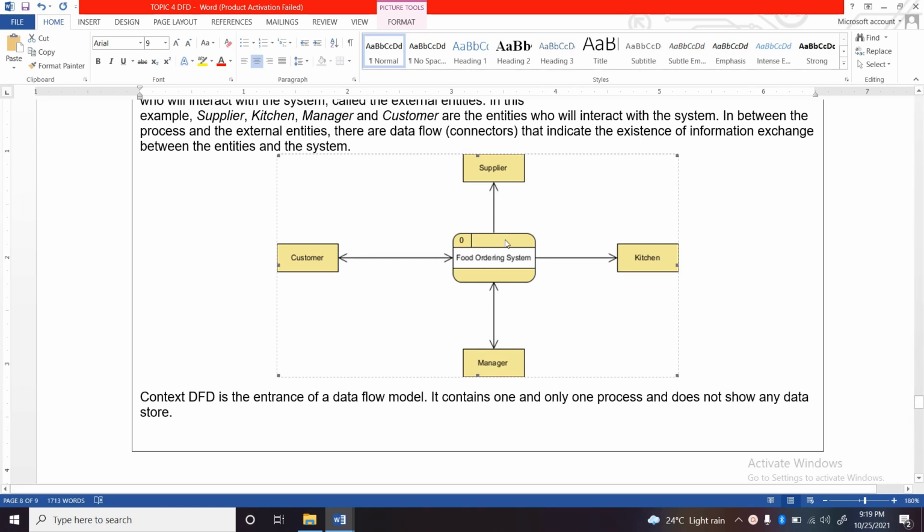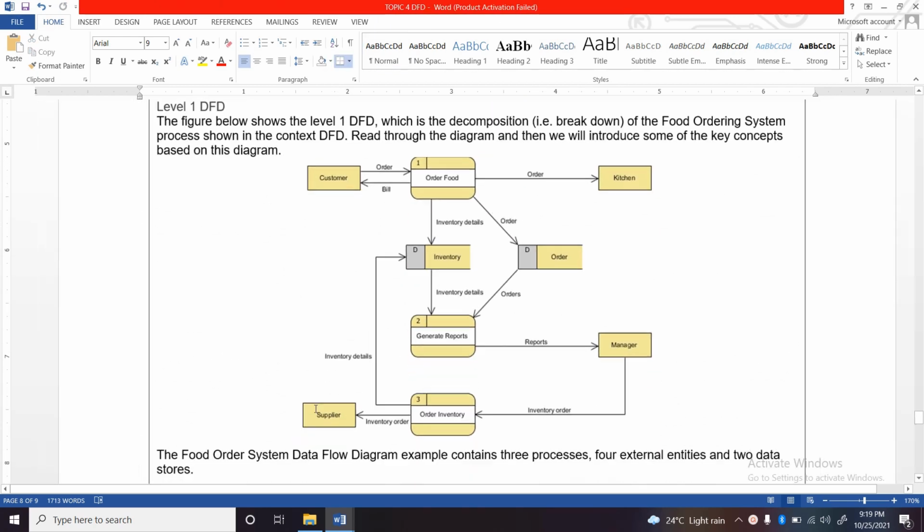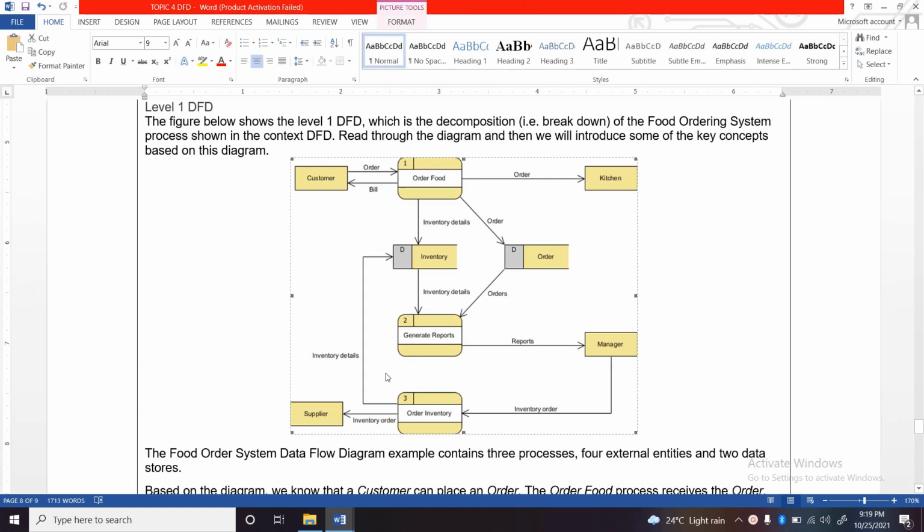We only have the process, the data flow, which are the arrows, and we also have the external entities. Okay? Whereas, dito sa ating level 1 DFD, it is more detailed. As you can see, na breakdown siya, just like our example, no? So the figure below shows the level 1 DFD, which is the decomposition or what we call the breakdown of the food ordering system process shown in the context data flow diagram.